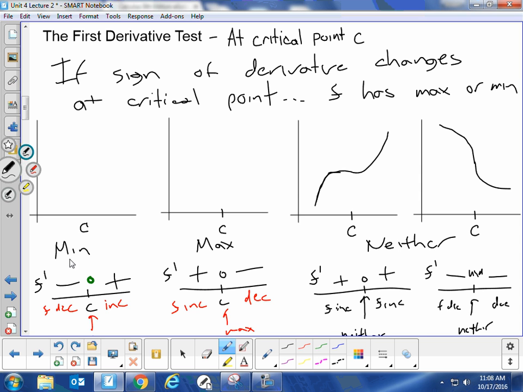Okay? If it goes from negatives to positives, you have a min. If it goes from positives to negatives, you have a max. Why? Because negative tangent slopes mean my function's going down from left to right. Positive tangent slopes mean my function's going up from left to right. Okay?